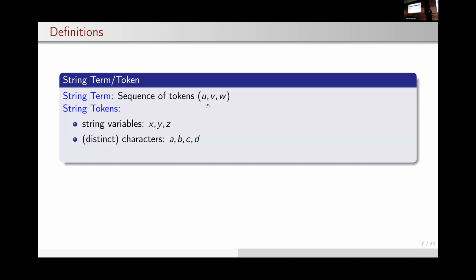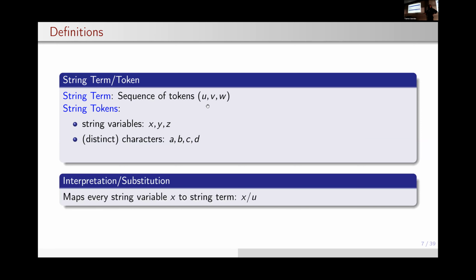Just to finish some definitions, I think it's pretty straightforward. A string term is just a sequence of tokens. I'm lazy, so I will mostly abbreviate them here by u, v, and w. A string token is either a string variable or a character, and a character you can just imagine as an ASCII character. They are all distinct: a is not equal to b, obviously. And we have an interpretation, respectively a substitution, that maps string variables to some string term. The string term in turn can again contain variables, but it should be acyclic.